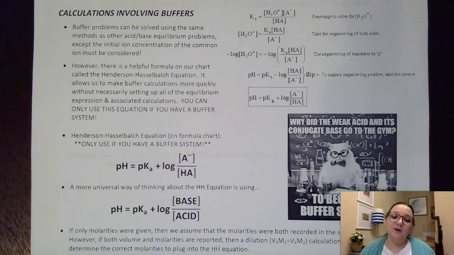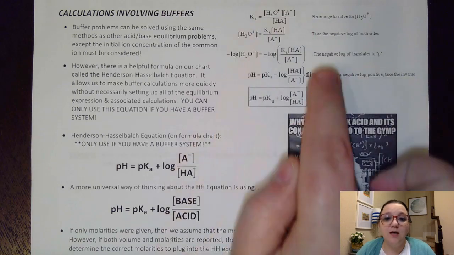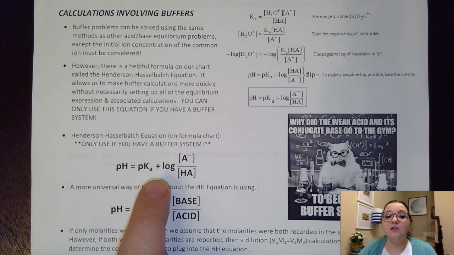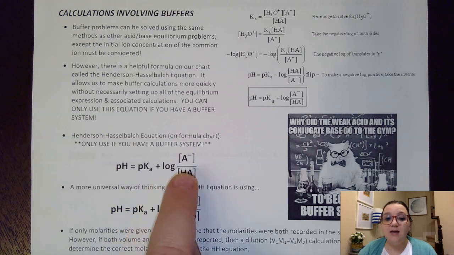By the way, if you're curious how this equation got derived, here's how it looks. They took that Ka expression and rearranged a whole bunch of stuff in order to get this lovely equation right here. pH equals pKa plus the logarithm of A negative, so that would be the conjugate base, over HA, so that would be our weak acid.